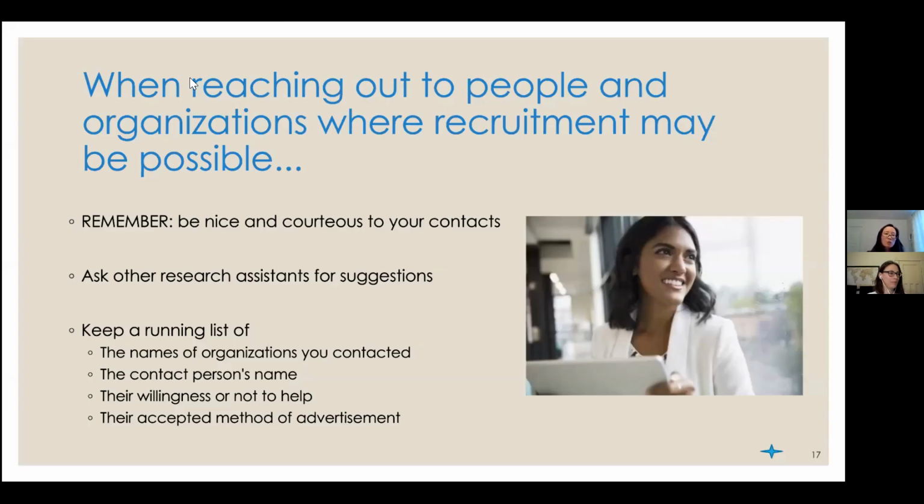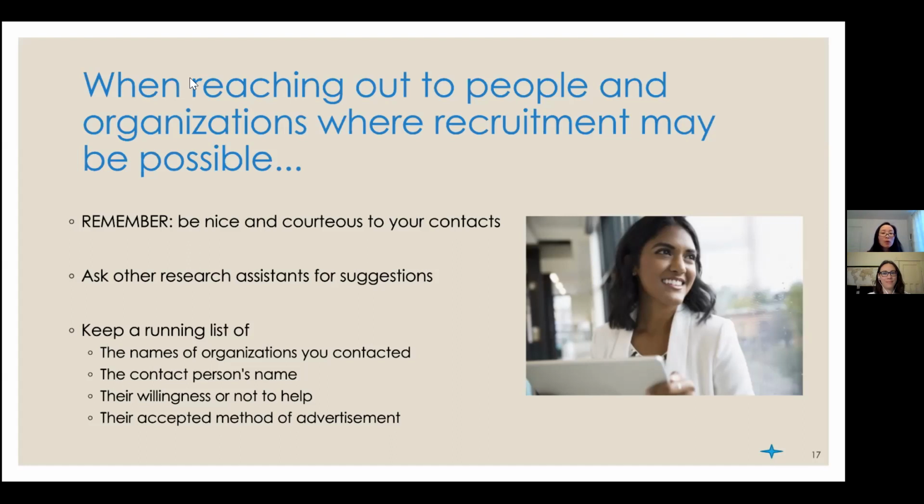And when you reach out to people who will be your contacts, whether it be in the community or in the clinic, remember, try to be nice and courteous. They don't have to help you. I mean, they are being really generous when they do. And we have an amazing team of research assistants at CORE. Go and ask each one of them what they think and where you should go recruit. When I first started out, that's what I did, because we had no type of training available. So everybody was very generous with their time when I went to ask them for help.